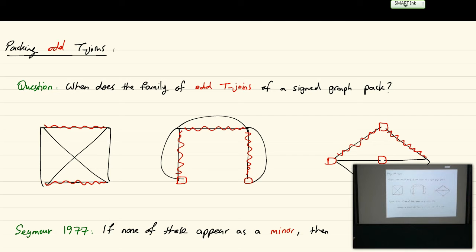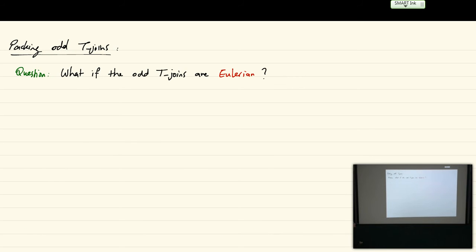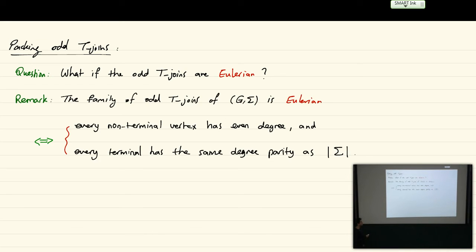Again, we could do the same thing. What if the odd T-joins are Eulerian? The minors we have are too small; they're only on 6 edges. So what if we enforce the property that the odd T-joins are Eulerian? In other words, what happens if we restrict ourselves to those families where every minimal cover has the same parity? And again, you can recognize that quite easily.